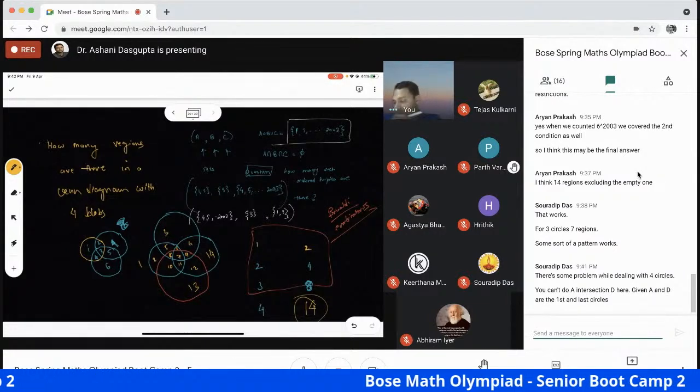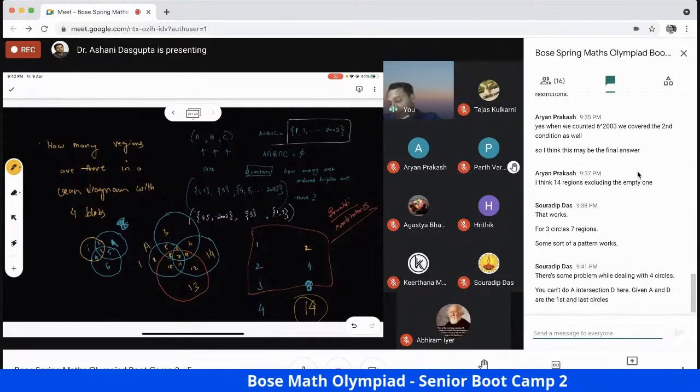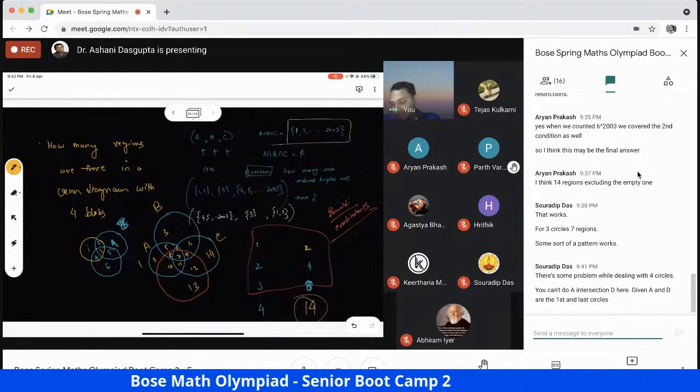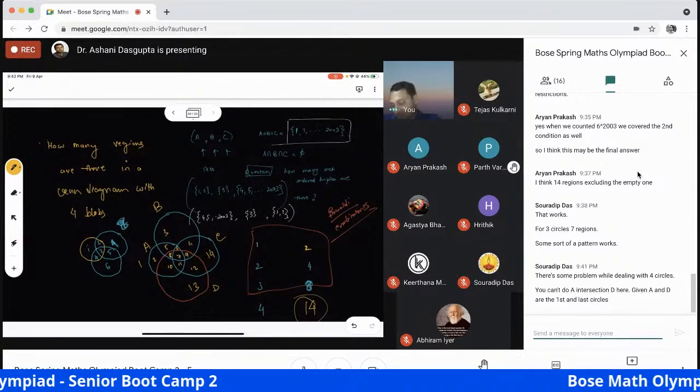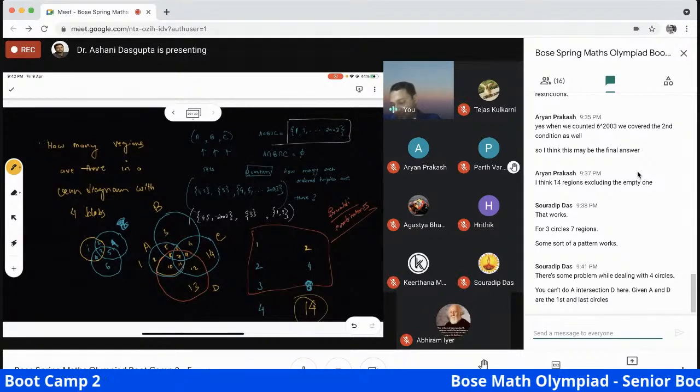Oh, what? It's not the right diagram. So A, B, C, D. Why can't I do A intersection D? It's here. This is the A intersection D.